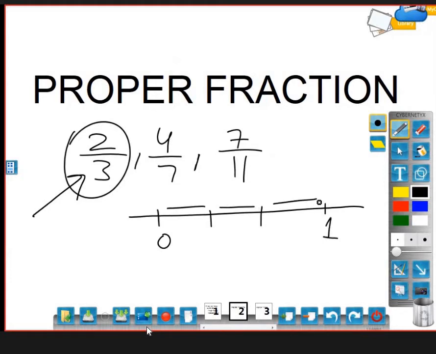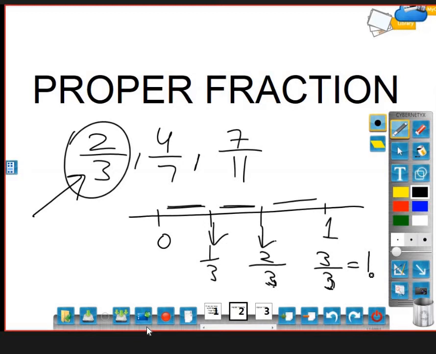Now what is 2 by 3? This point represents 1 part out of 3. This represents 2 parts out of 3 parts. And this represents 3 upon 3, and 3 upon 3 is 1. So in this way we represent a proper fraction.